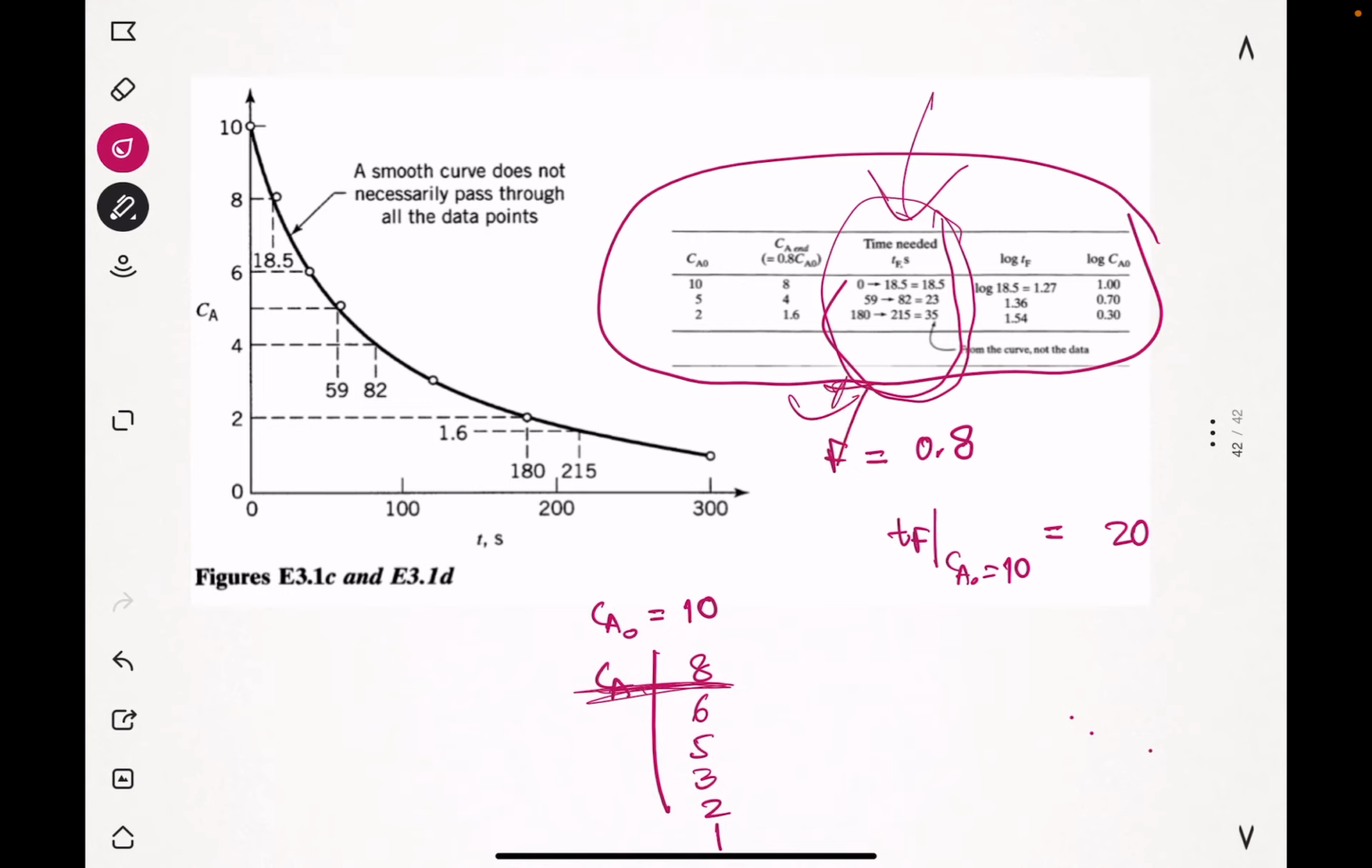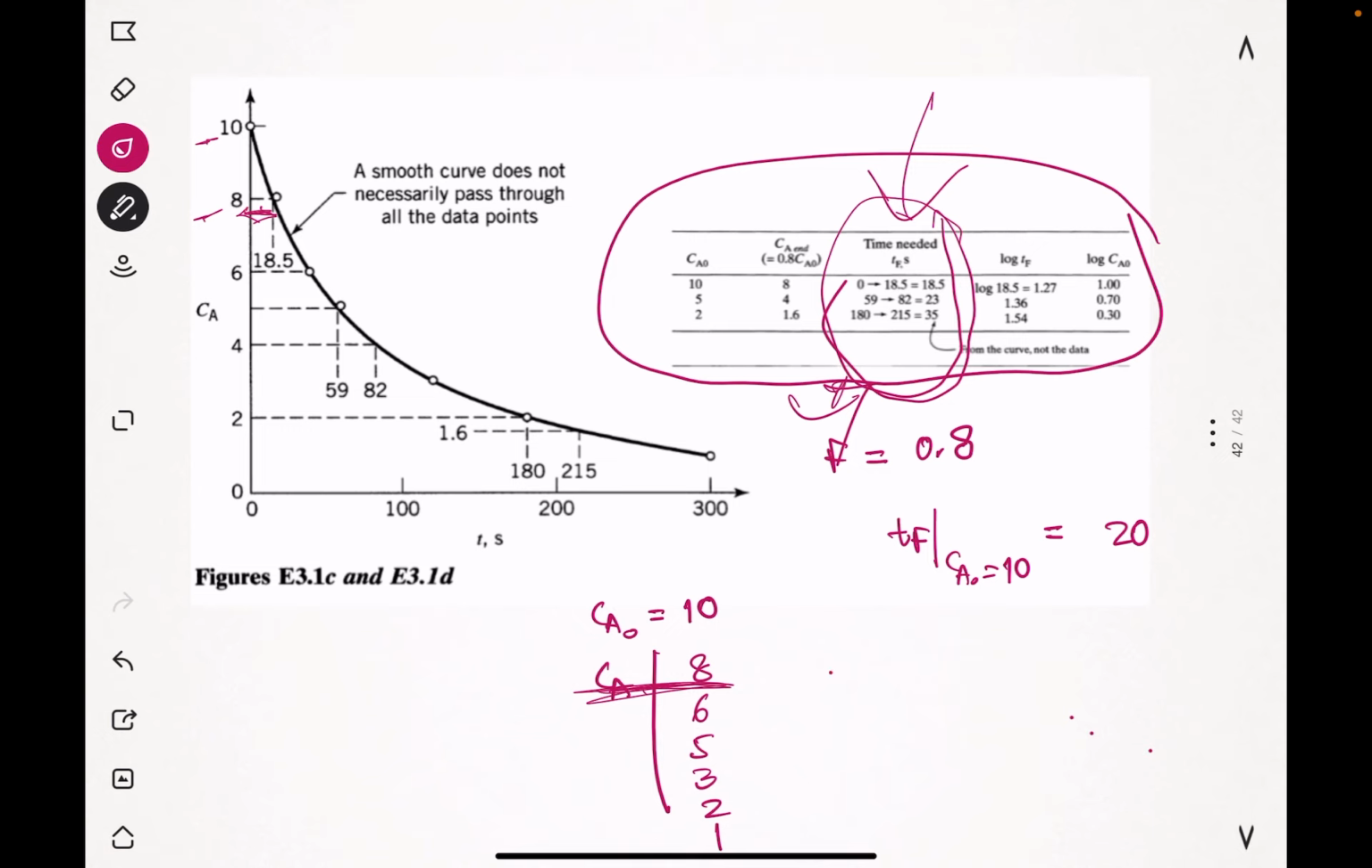But if we look into the numbers here, what they did during solving the problem is they actually used the curve instead of these discrete data points. So if you look in here, we have Ca naught 10 and Ca 8. Using the plot and the distance between the time for Ca naught equals 10 and time for Ca equals 8, the required time was measured. So instead of 20, it's 18.5.